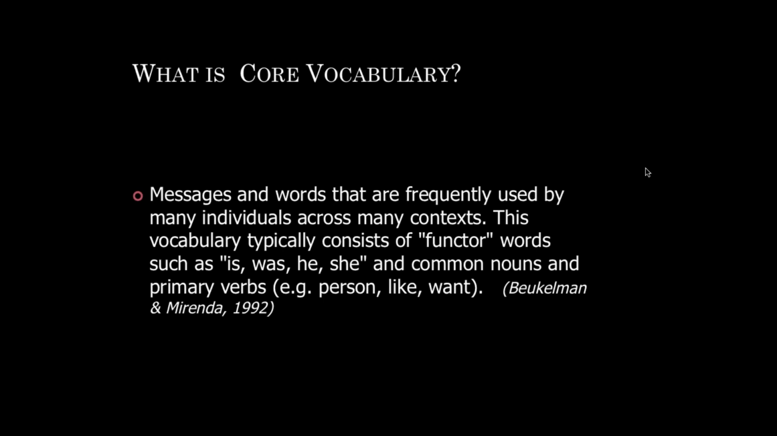So if you're an SLP, you've probably read the Beukelman and Miranda book. But if you're not, this is something you're not familiar with. So really, this doesn't make a lot of sense for those that are not in the field of speech-language pathology or assistive technology.